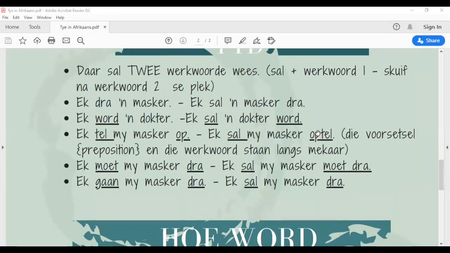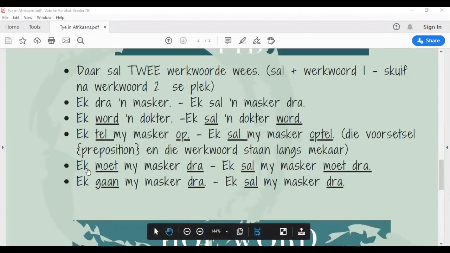So the same rules apply. The preposition stays at the end. Remember, preposition in Afrikaans is a voorsetsel. Die voorsetsel staan aan die einde van die sin en die werkwoord. Ek sal my masker optel. Ek moet my masker dra. Ek sal my masker moet dra.